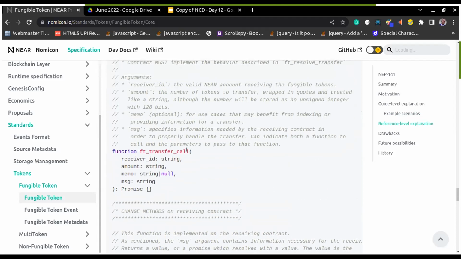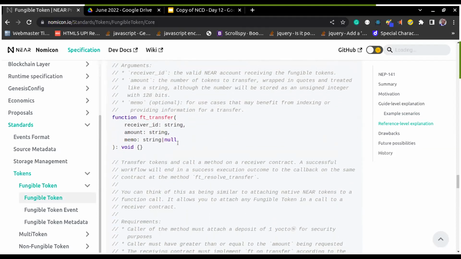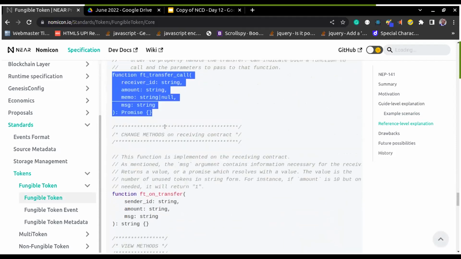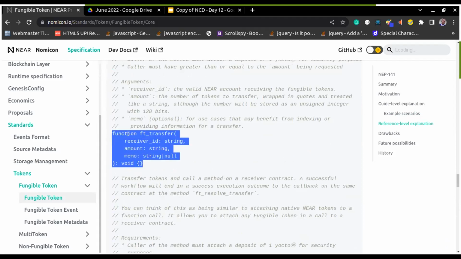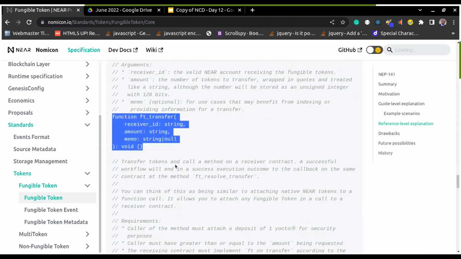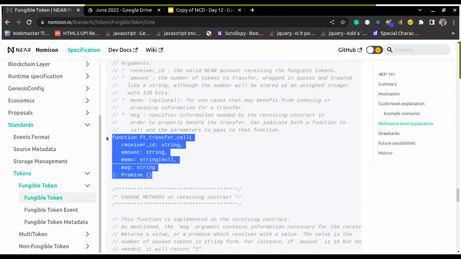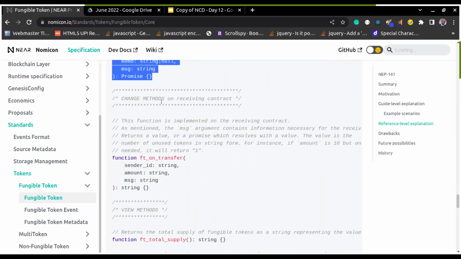FT transfer call is for when you're transferring some tokens to a smart contract, so in this case, the receiver is a smart contract. So this is the function we're going to use to be able to achieve that. FT transfer is where you're going to transfer tokens to a wallet address, in this case, owned by someone. FT transfer call is when we're transferring tokens to a smart contract. Again, the explanations have been given over here, guys, please read.